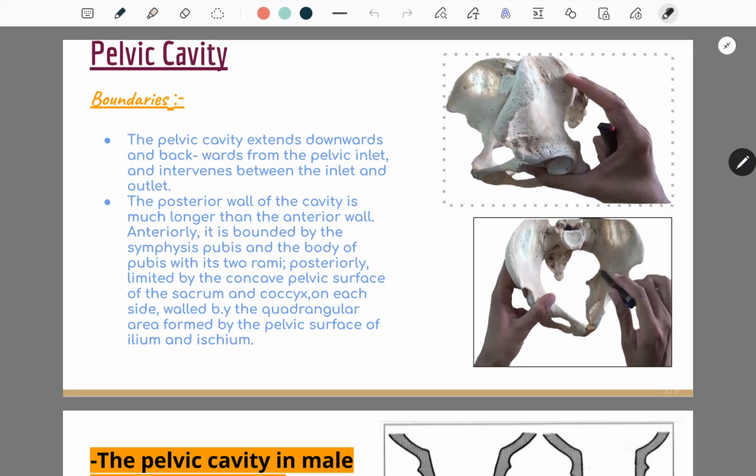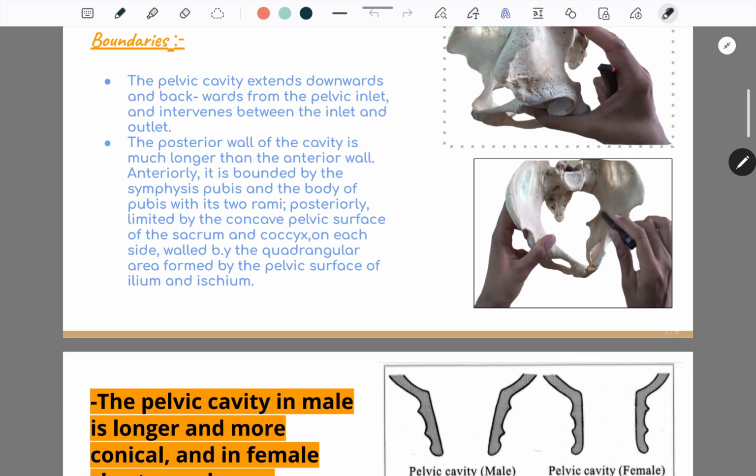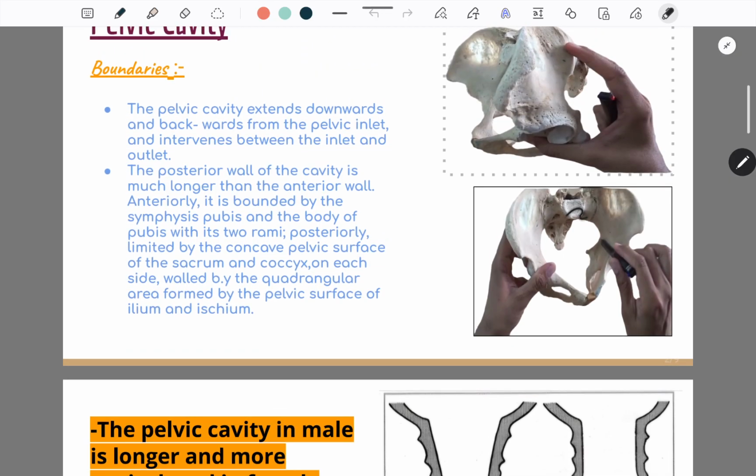Laterally it is bounded by the pelvic surface of the ilium and ischium. Okay, ilium and ischium, and this is the pubis. Laterally, the lateral pelvic surface of the ilium and ischium. And you can see superiorly it is bounded by the pelvic inlet and inferiorly by the pelvic outlet.